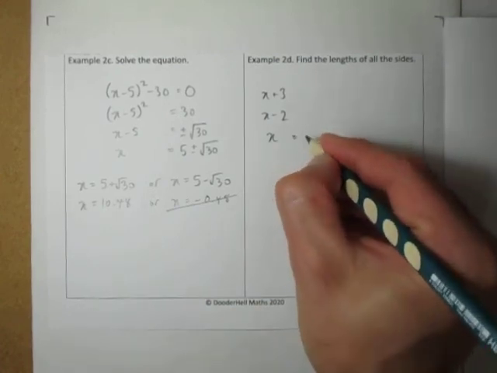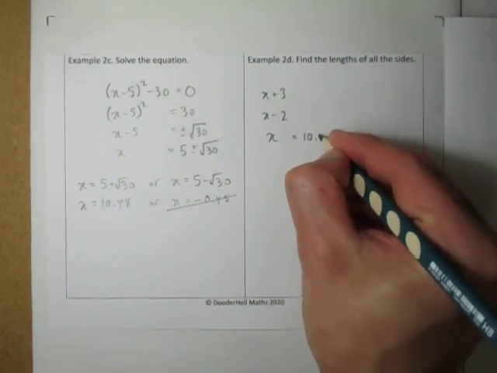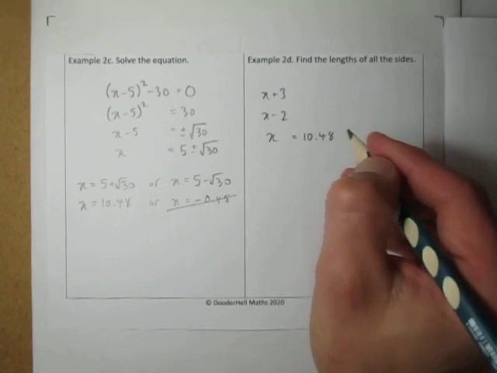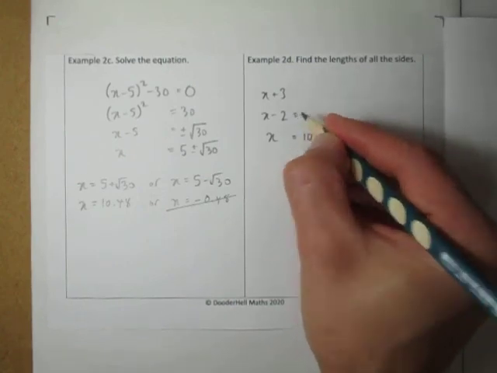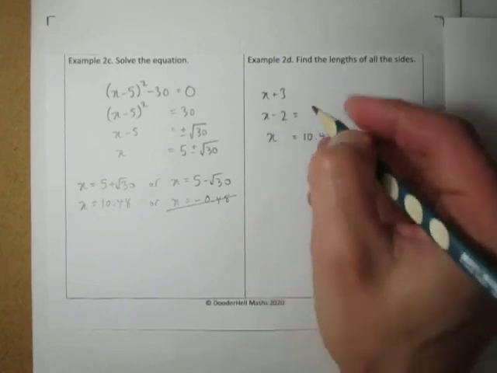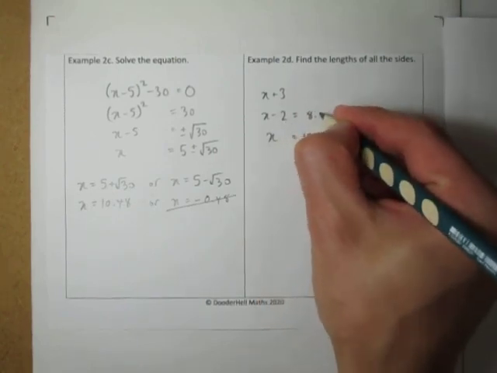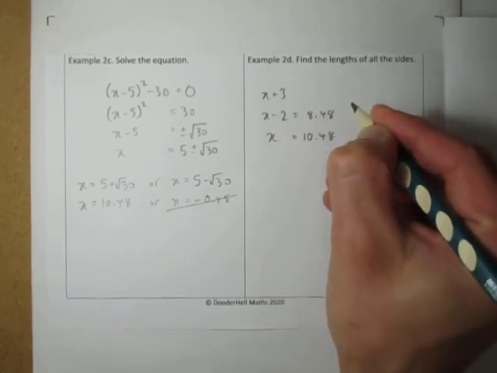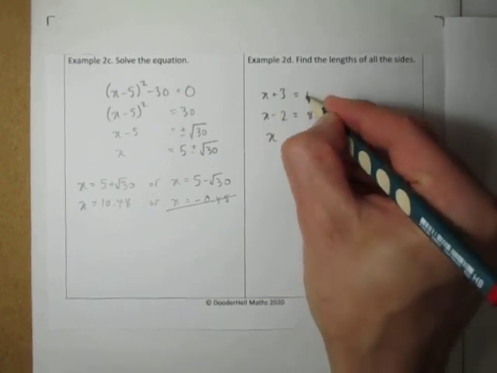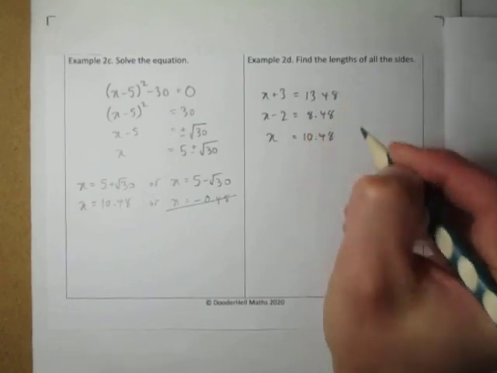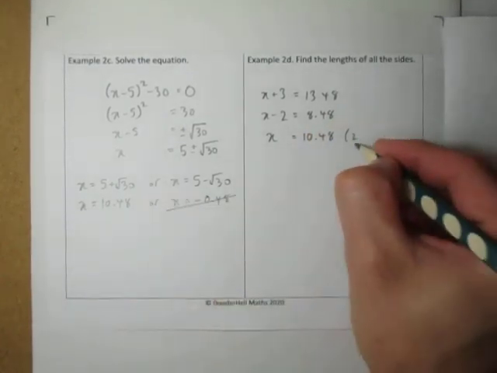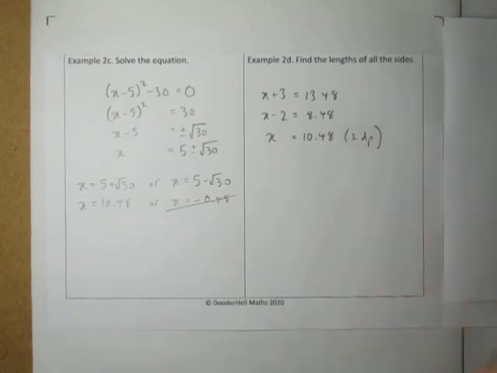What it does mean is that if x is equal to 10.48, it does generate proper solutions for the other side lengths. So with x at 10.48, x minus 2 means that this one is going to be 8.48, and x plus 3 means that the hypotenuse is going to be equal to 13.48. Remember, all these answers from here are to 2 decimal places.